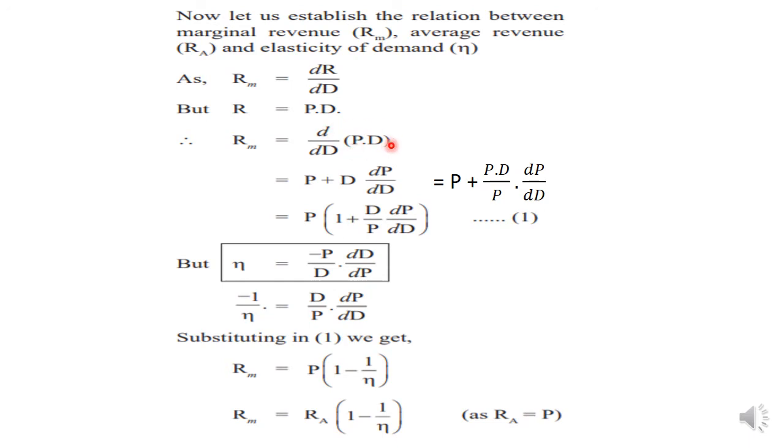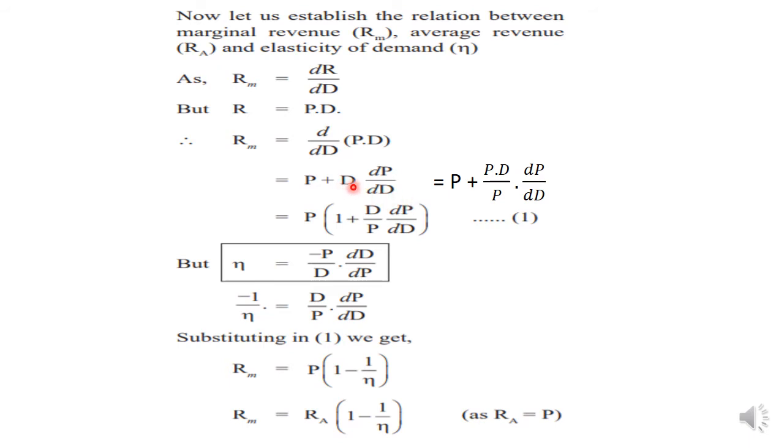As you can see here, there are two terms which are multiplied together. So when we find the derivative, we are going to use the product rule. When we differentiate this function, the derivative becomes P into dD by dD, which is 1, plus D into dP by dD. Think in your mind what the product rule for differentiation is. You will then understand this step. So we get P plus D into dP by dD.